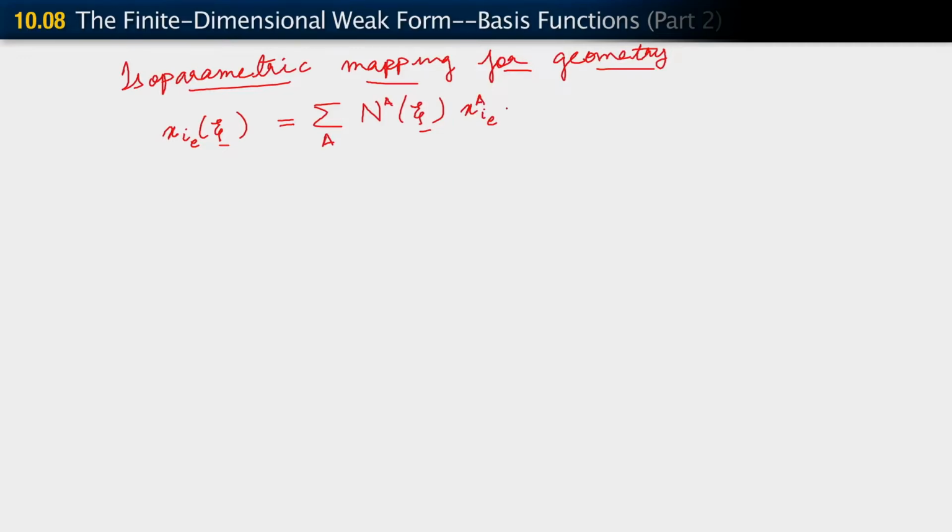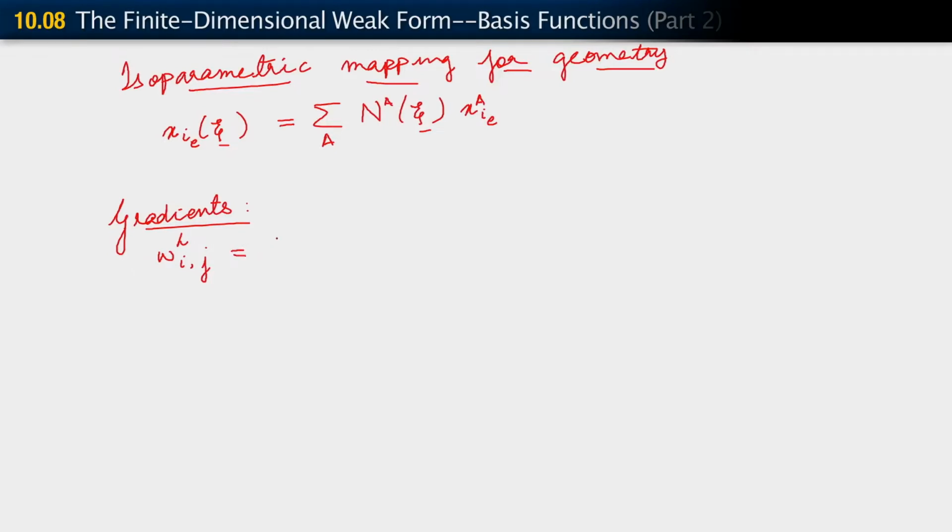Okay, and once we have this, we know what other use we can put it to, right? Do you remember what else we do with this? Right, we use it to write out our gradients. So for gradients, what are the gradients we need? When we look back at our finite dimensional weak form, we already see this sort of gradient, w^h_{i,j}.